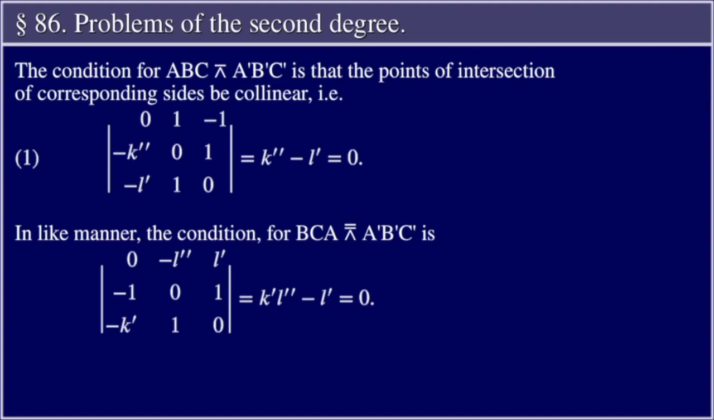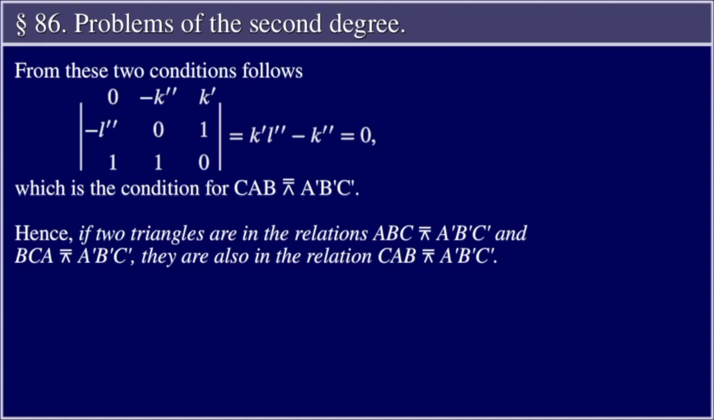a 3 by 3 determinant read by columns, 0, -1, -K', -L'', 0, 1, L', 1, 0, equal to K'L'' - L' = 0. From these two conditions follows the 3 by 3 determinant, 0, -L'', 1, -K'', 0, -1, K', 1, 0, equal to K'L'' - K'' = 0, which is the condition for CAB perspective with A', B', C'.